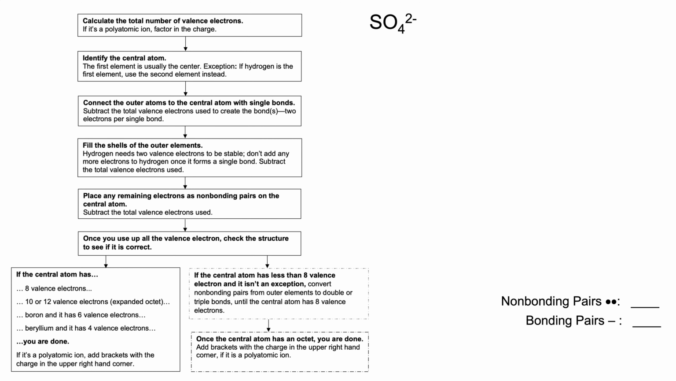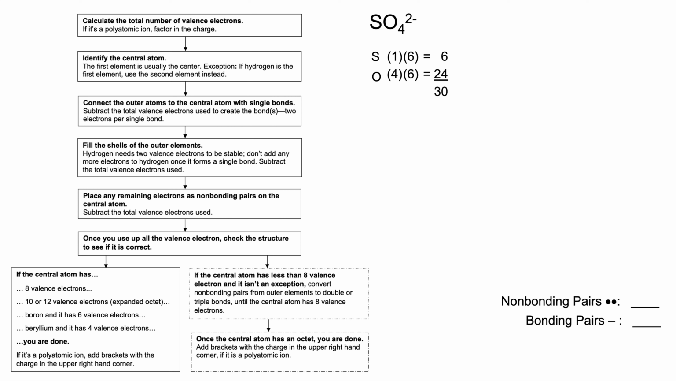First step is going to be to calculate the total number of valence electrons. There's sulfur and oxygen. There's 1 sulfur, 4 oxygens. Each sulfur contributes 6 valence electrons. Each oxygen contributes 6. I multiply across to get a total of 30.